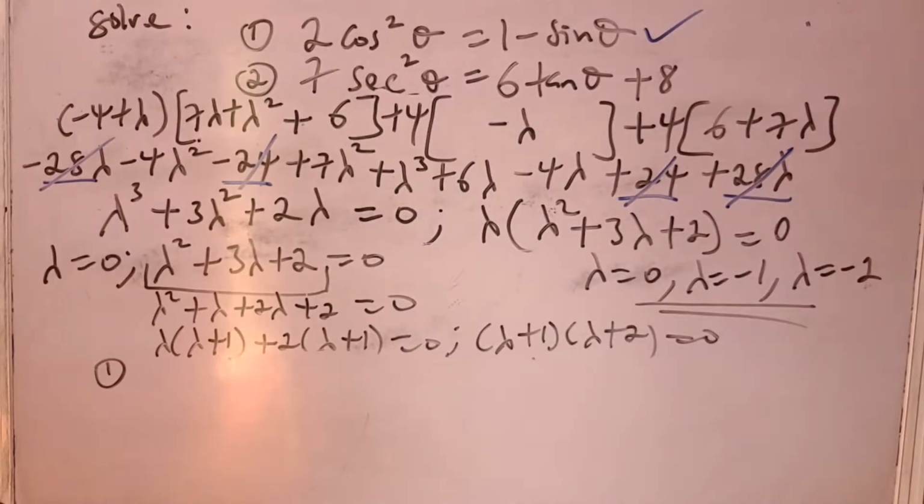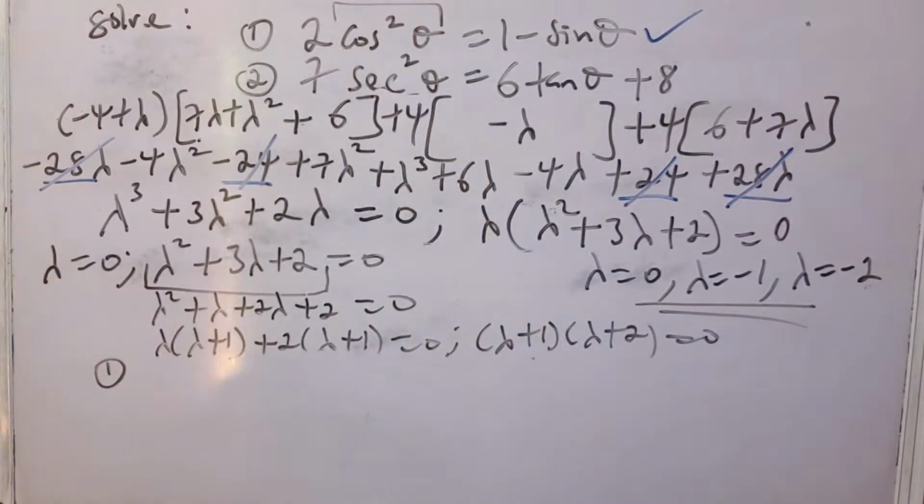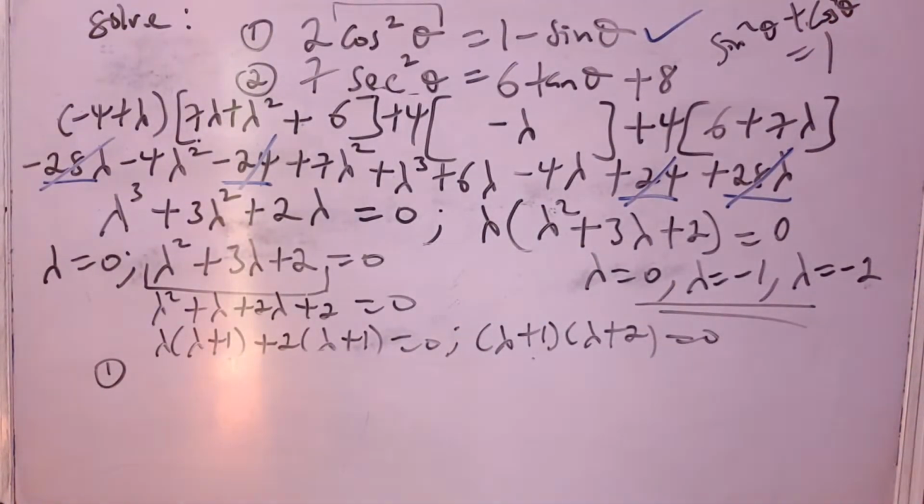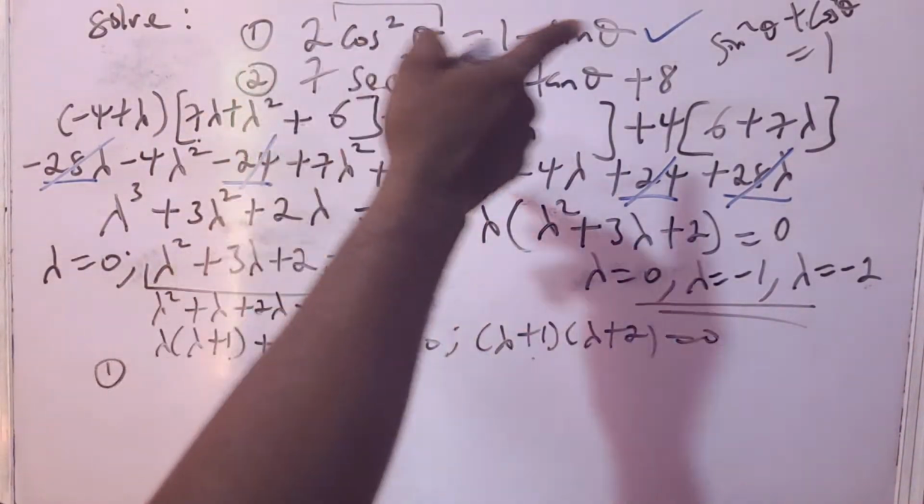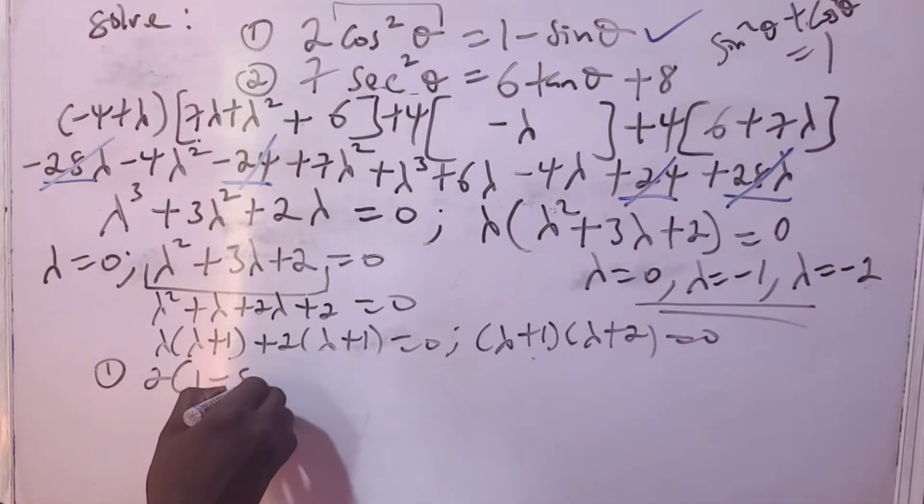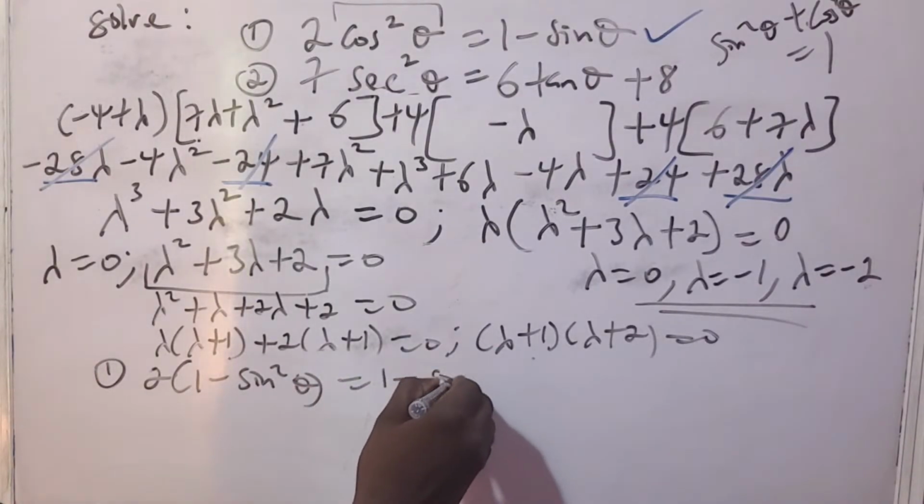So looking at what we have right here, I perceive clearly that it's easier to change this cos square theta, because I know fully well from my identity that sine square theta plus cos square theta is equal to 1. So knowing that fully, I want to interchange cos square theta for 1 minus sine square theta. So I have 2 into 1 minus sine square theta equals 1 minus sine theta.